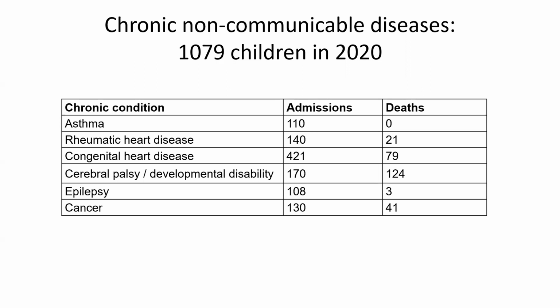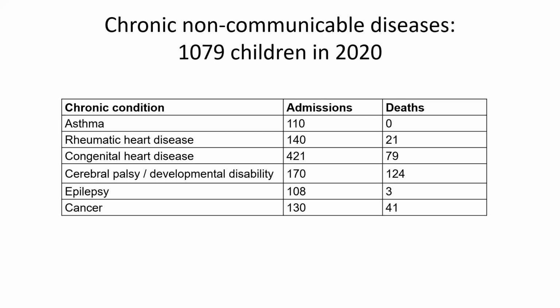So we often think of NCDs as being very much an adult type thing, cardiovascular disease and strokes and chronic lung disease, but the same occurs in children. And we've got to start thinking about chronic non-communicable diseases in children, because increasingly these conditions are represented in our hospitals. I won't go through it too much, but some of these children have low mortality rates, while some have very high mortality rates.